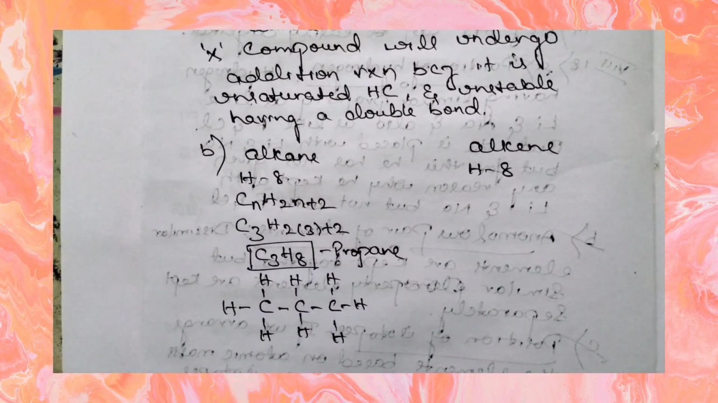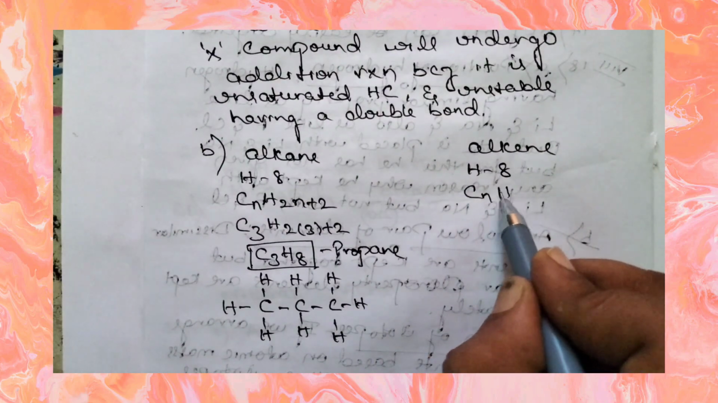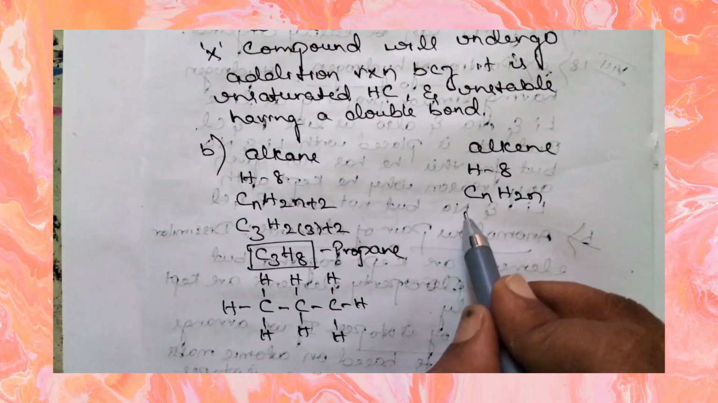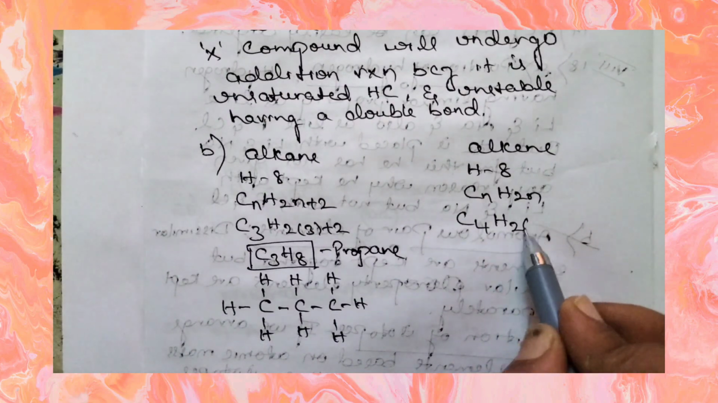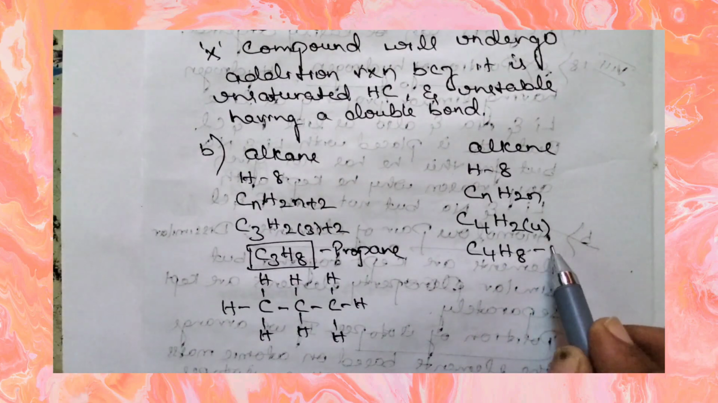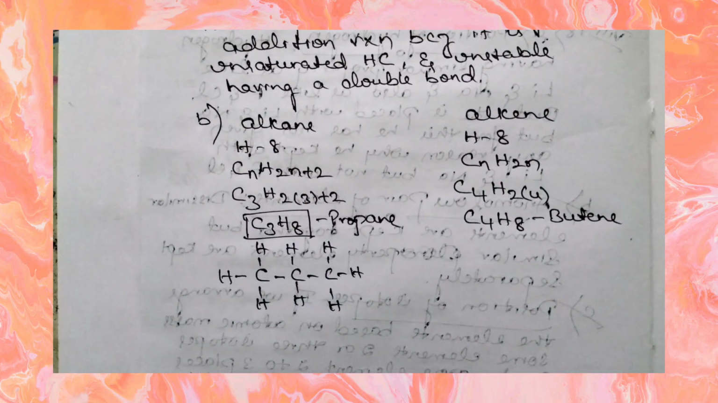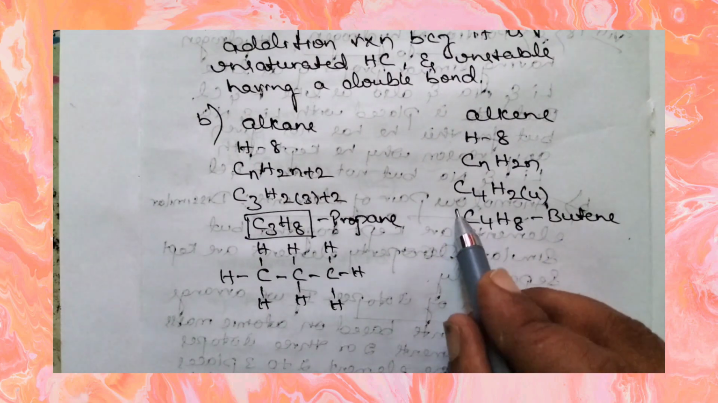Propane, molecular formula C3H8. How many hydrogens are there? 8 hydrogens are there. Then alkene, CnH2n. Here hydrogen should be 8, so 2 is multiplied by 4. So in place of n write 4. CH2n with n as 4 will become C4H8. So C4H8 is butene. So butene molecular formula is C4H8.